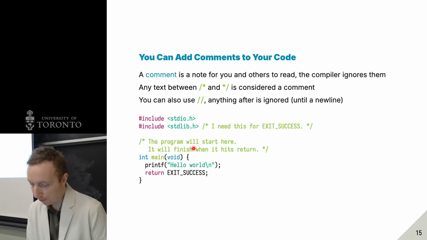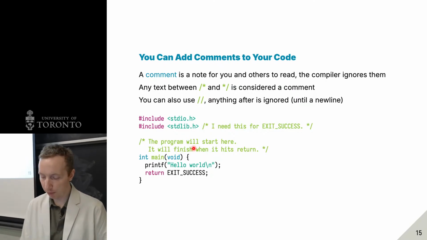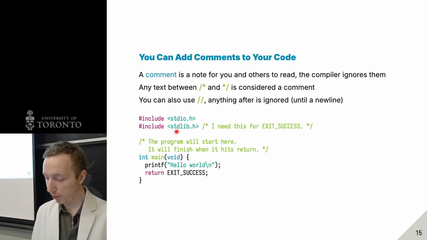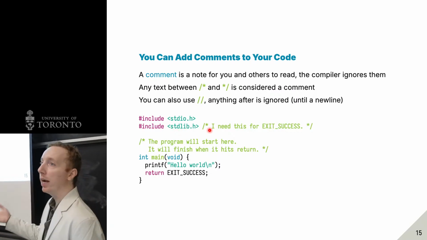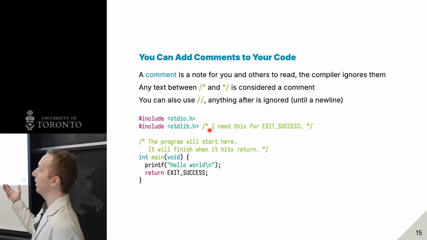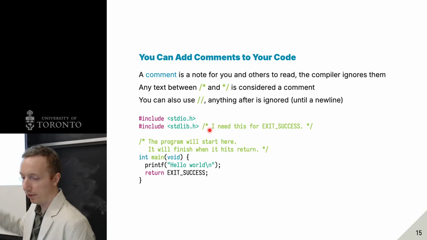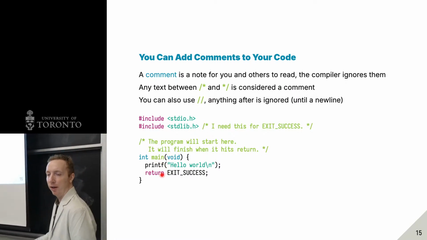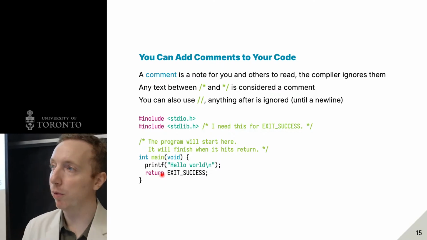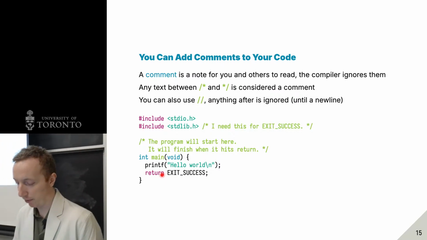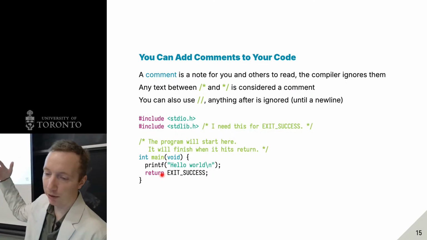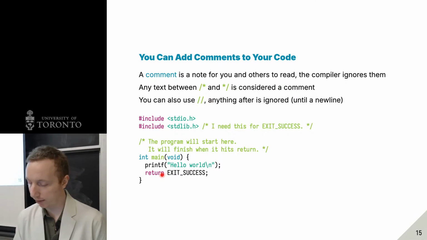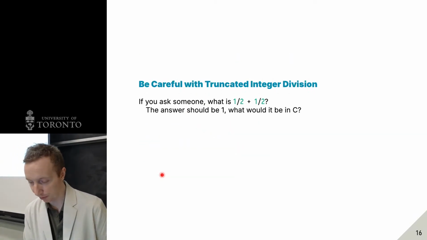So if I wanted to comment a hello world program, I could add a comment to this include stdlib, and say why I added this. So I just could say I need this because I need it for this EXIT_SUCCESS name. And then I could describe what happens in main. So I said the program will start here and it will finish when it hits return. And then the rest of it is kind of self-explanatory. It prints out or outputs hello world and returns EXIT_SUCCESS, which means it is successful.